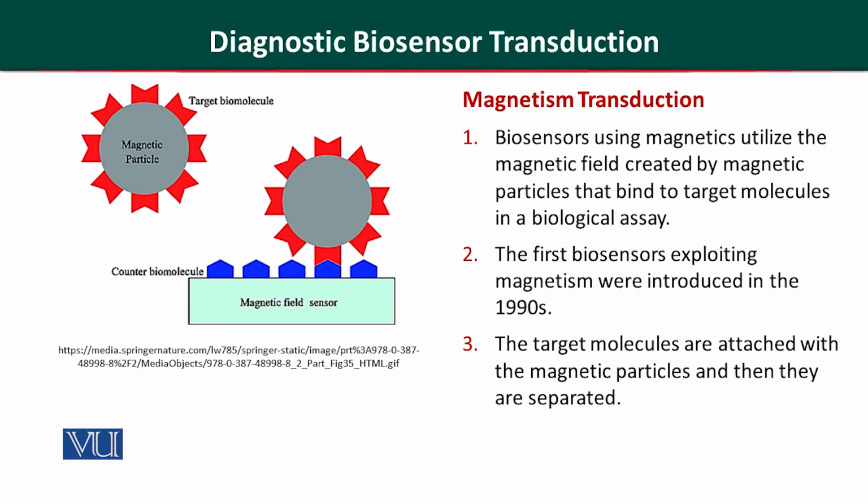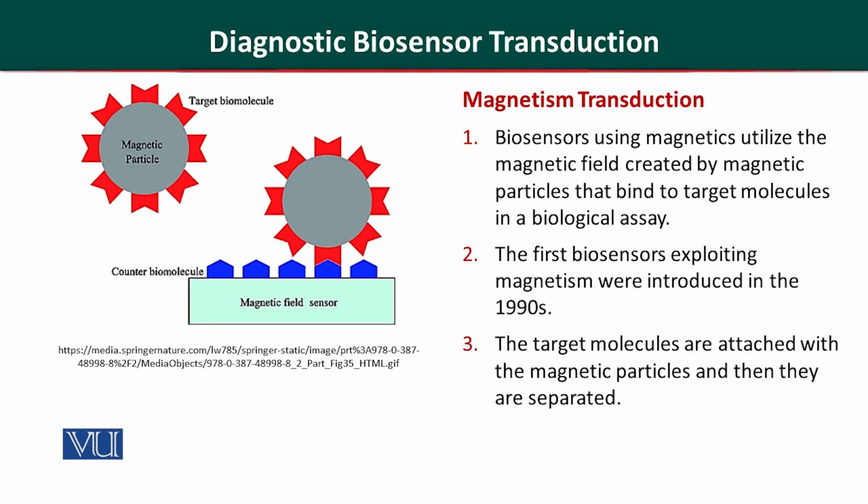Magnetic transduction is very popular, and it is based on magnetism. The biosensor using magnetics utilizes the magnetic field created by the magnetic particles that bind to the target molecule in biological assays. It means that the magnetic field is utilized for the detection of the target molecule. The first biosensor exploiting magnetism was introduced in the 1990s. The target molecules are attached to the magnetic particles and then they are separated.